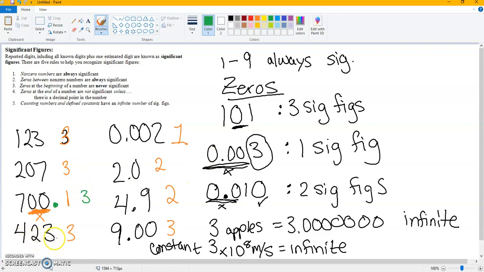All right, this guy 423 is 3 sig figs. This guy is 1 sig fig because all the zeros are leading. The next one is 2 sig figs, then 2, and then 3 because of this lovely decimal point and this real number right here. So that's what you're going to be doing in your activity today.